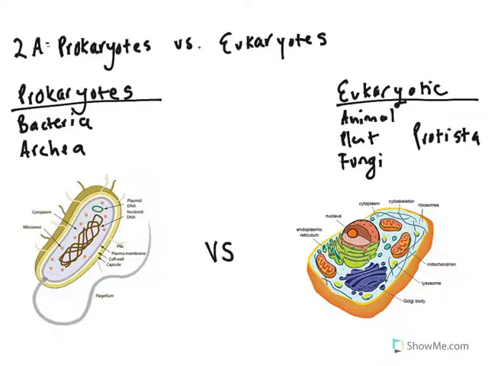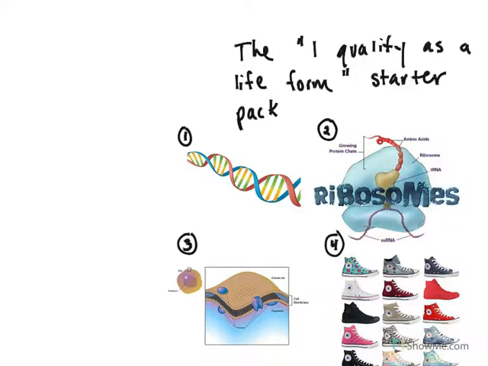What do these prokaryotic and eukaryotic cells have in common? Boom. You got your "I qualify as a life form" starter pack here. So I've picked out some major structural components that you're going to see across all taxa. You're going to see them in prokaryotes and eukaryotes. They're what you really need to be considered a living thing, a living organism. So here in the top left, we got our very nice DNA strand. Right now I'm just listing off things that these organisms have in common.